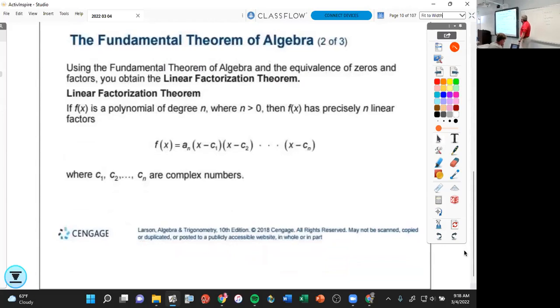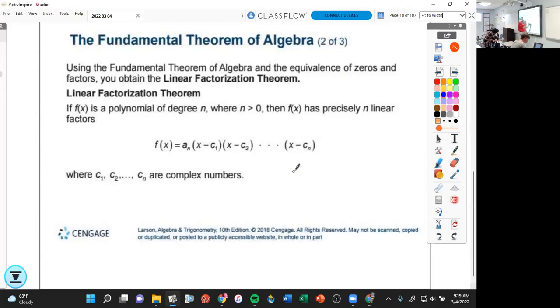Using the fundamental theorem of algebra and the equivalence of zeros, you can obtain the linear factorization theorem. I can take any polynomial f of x, and I can rewrite it in this form. A sub n is your leading coefficient. We talked about a. There might be some changes based on the x's, but we have x minus c sub 1, x minus c sub 2. Each of those c's represents a complex solution. Okay, a very basic example. Real numbers are complex, aren't they?